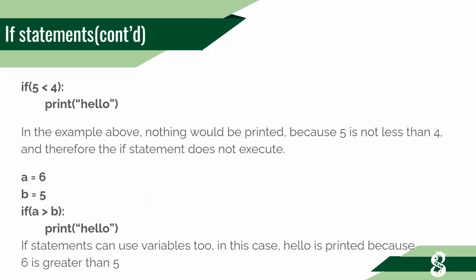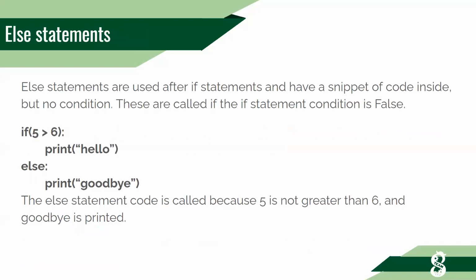So then over here in these examples, if you have an if statement with a condition that's false, like the one above, where 5 is not less than 4, then nothing will be executed in that code. So in that example, nothing would be printed because the code inside of the if statement right here is not executed. Then you can also use variables in if statements. In this case, hello will be printed because A is 6 and B is 5, and 6 is greater than 5. So print hello will be executed.